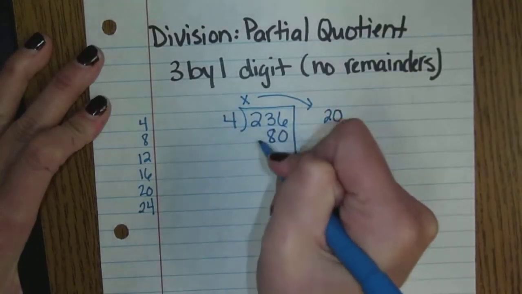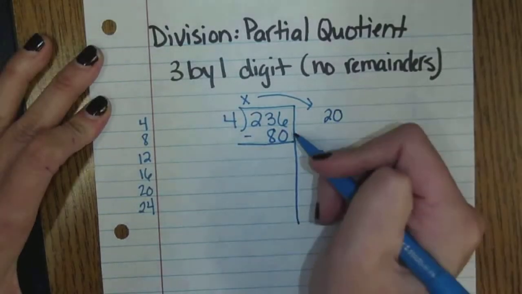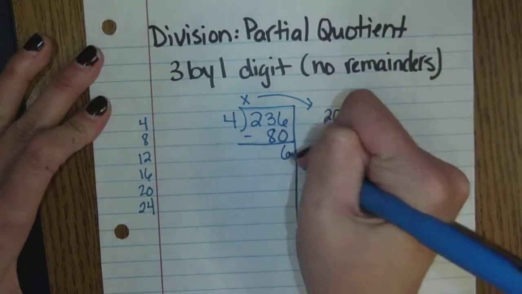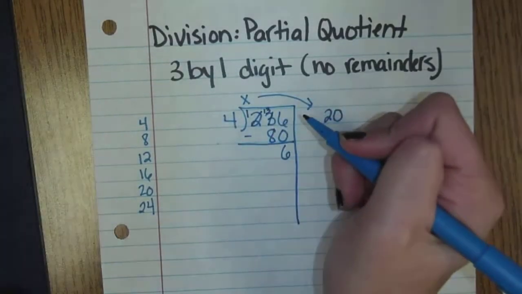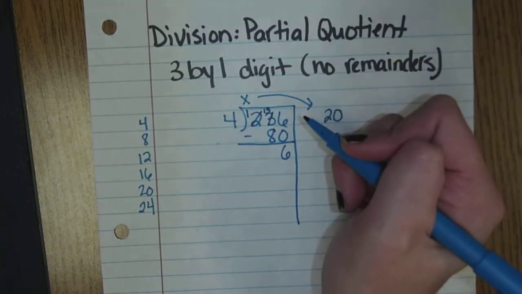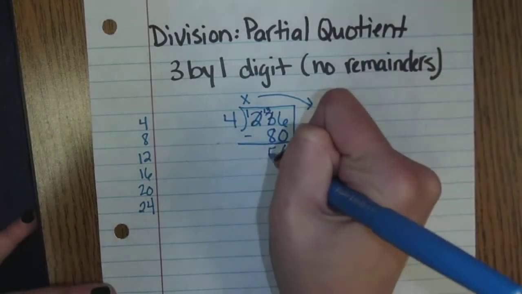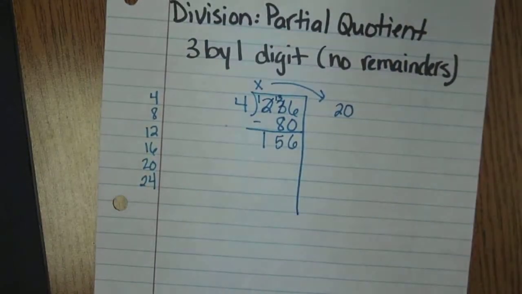And I'm going to subtract this to make this an easier number to work with. So 6 minus 0 is 6. I need to borrow and regroup here. This turns into a 13. I have 13 minus 8. And I have 5, and I have 1.